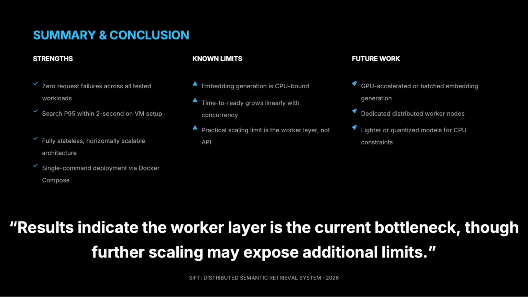While the worker layer was the primary bottleneck in our tests, this does not rule out additional constraints emerging at higher scale. If continued further, we could explore GPU-accelerated embedding generation, batched processing, or scaling worker nodes more aggressively. There's also room to explore lighter or quantized models to better adapt to CPU-constrained environments. Overall, our results suggest that the system scales well within our tested range, while highlighting clear opportunities for future optimization.